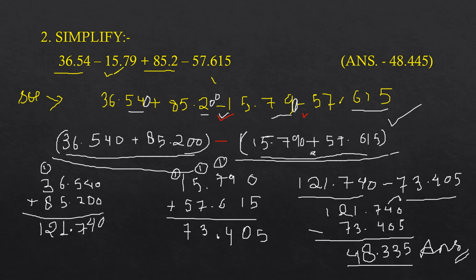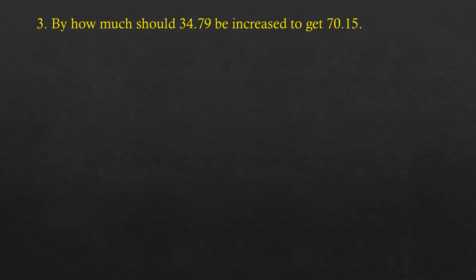Okay, in simplification type questions, the first step is to write the same sign numbers together first. Then make their groups and solve them. Okay, now let's proceed. The next question we have is a word problem type question.